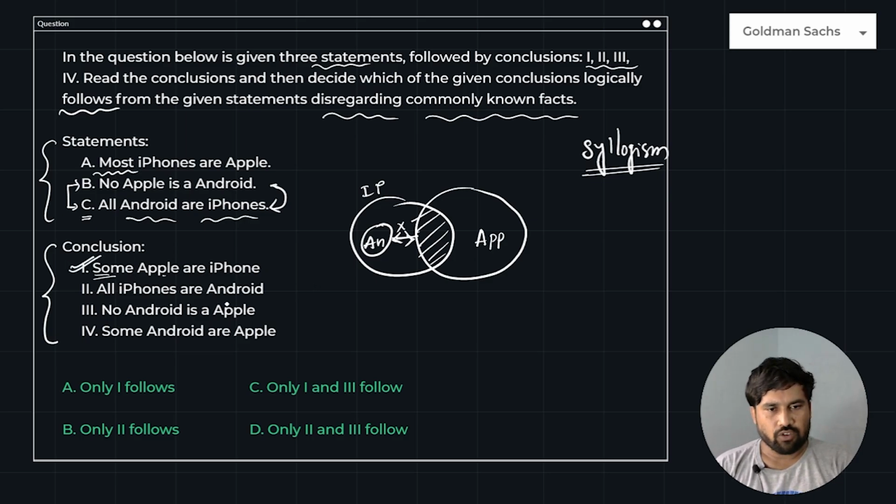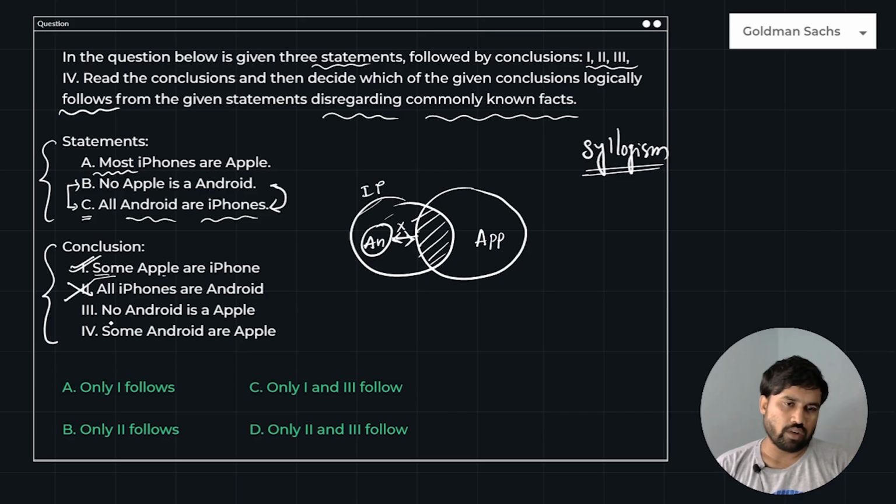Next, all iPhones are Android. Just look here, guys. iPhone is the superset and Android is a subset. So all Androids being iPhones is correct, but all iPhones being Androids is wrong. So conclusion 2 is wrong. Why? Because a subset is always all, but a superset will never be all. Sometimes it may be some or some-not as well.